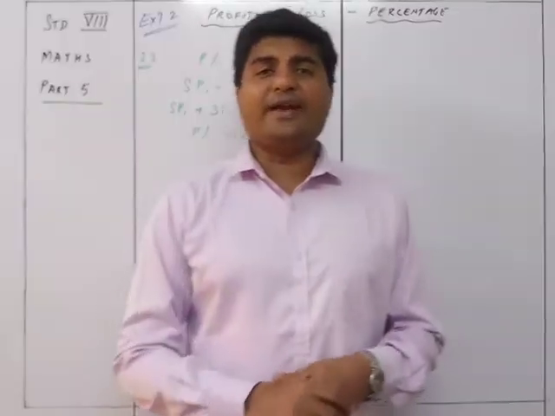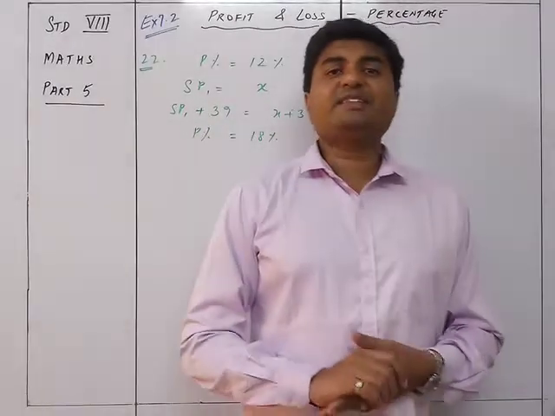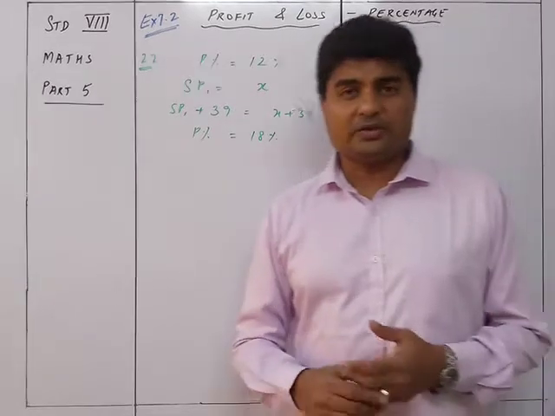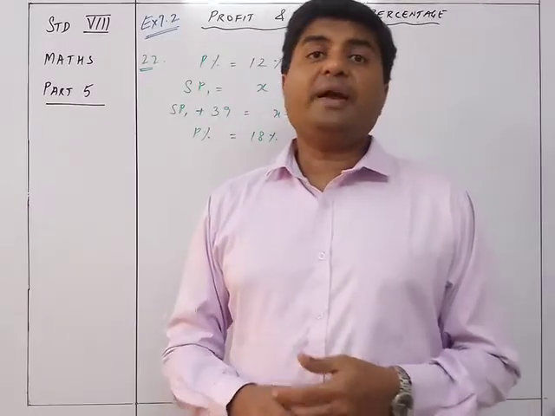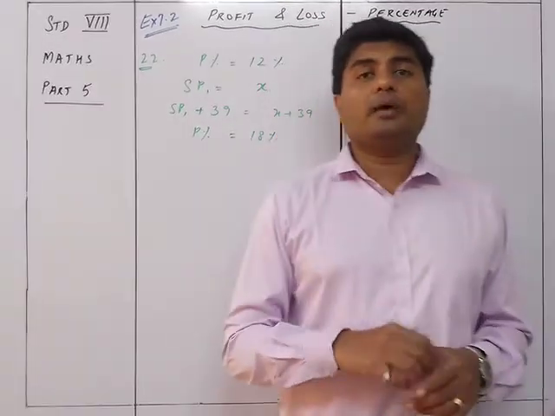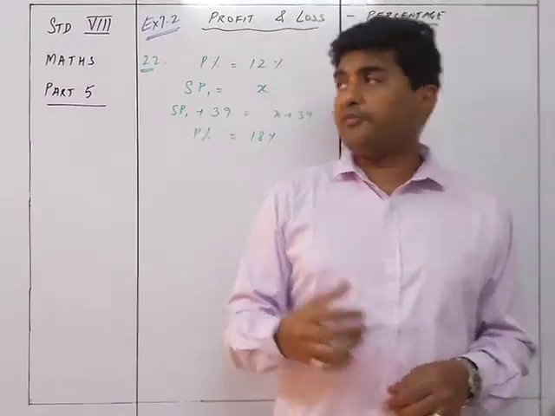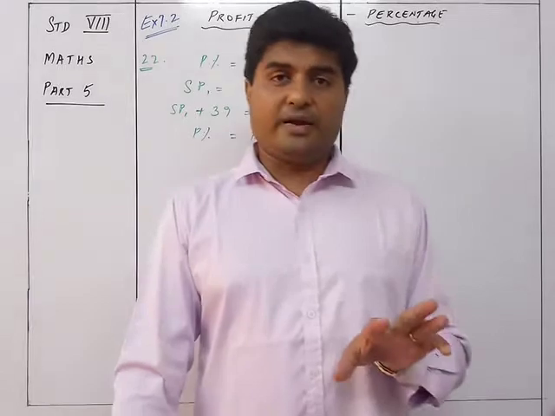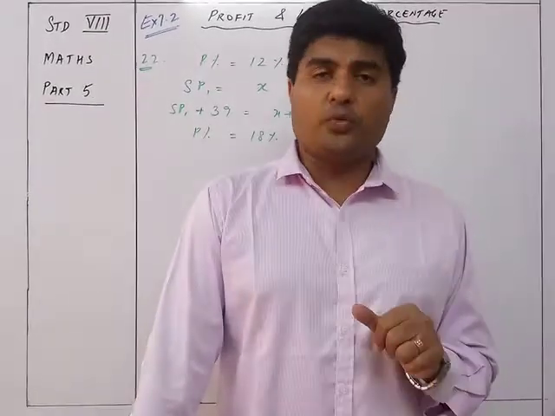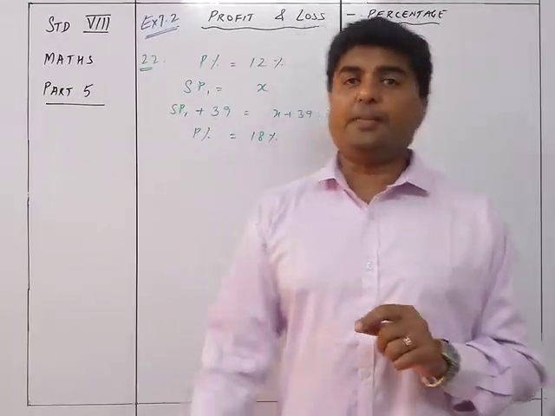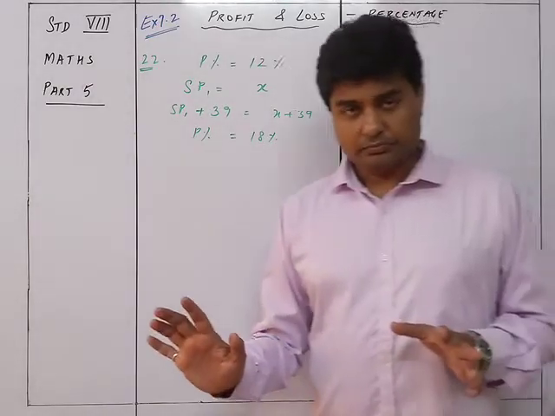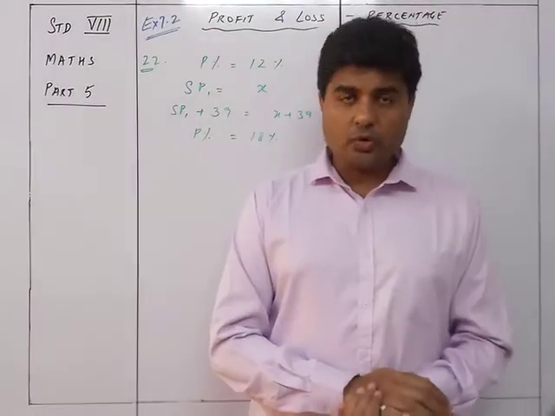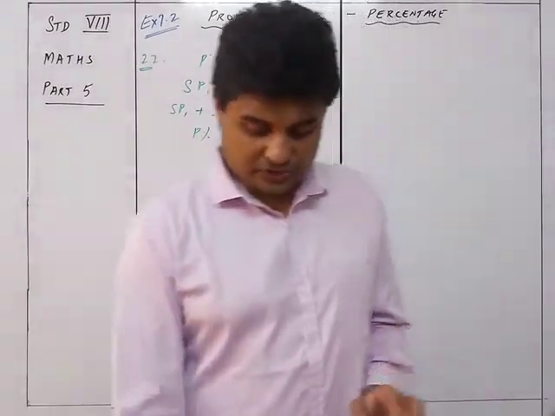Suppose I sell an article at rupees 100. If I sell the article at rupees 100, I will be making a profit of 12%. But if I add the cost of 39 rupees to this, that means instead of selling at rupees 100, if I sell it at 139 rupees, then I'm going to make a profit of 18%. I need to find out what is the CP. Okay? This is the question.